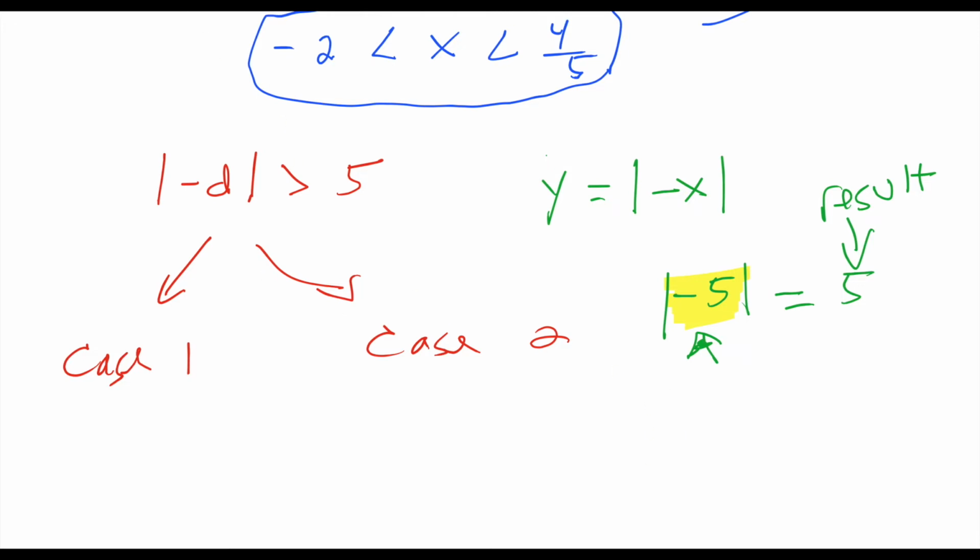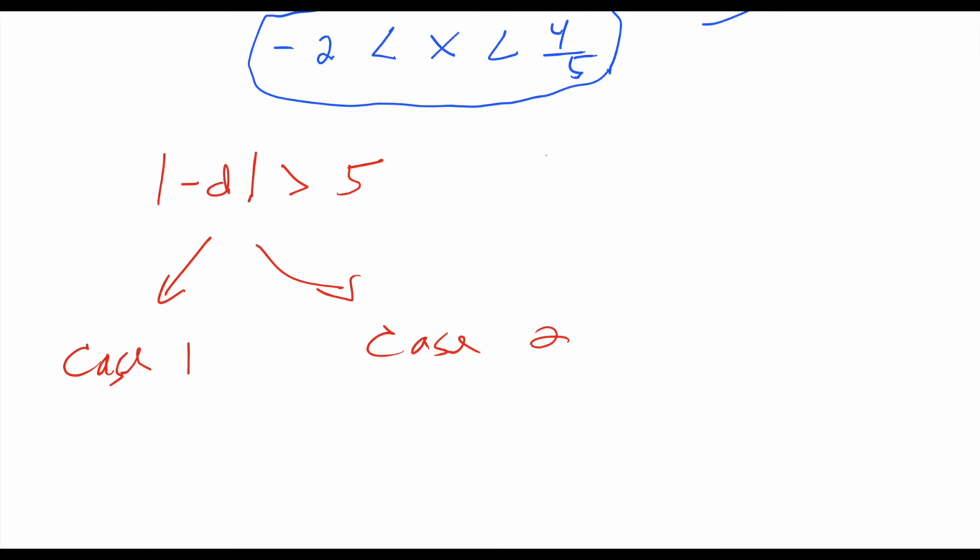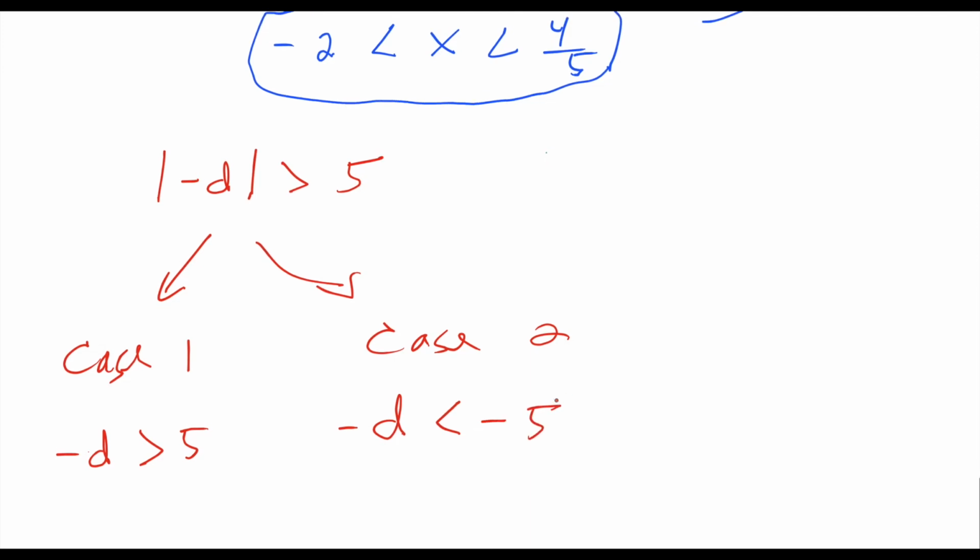So just take the bars off for case 1. Treat it like before. So negative d is greater than 5, and then move on to case 2. I do case 2 first, because it just feels good to have them both side by side. Take off the bars. Negative d. Flip the sign. Negative 5. Now work on the left one.